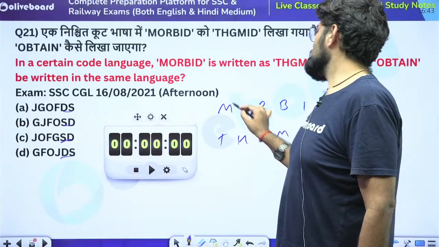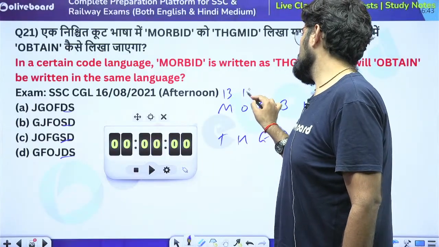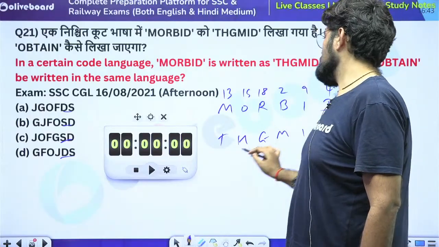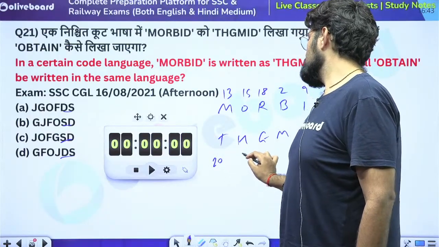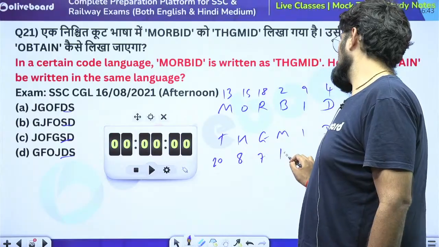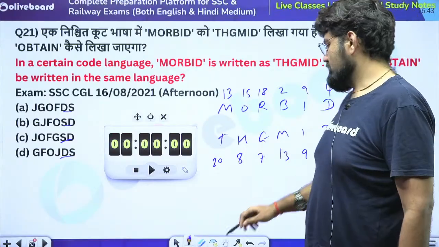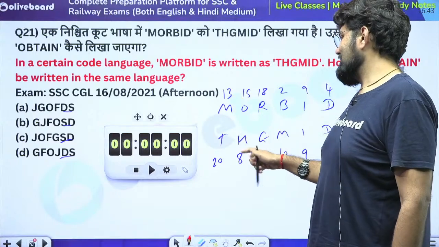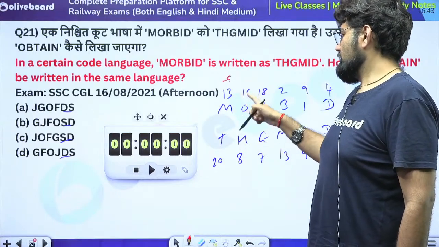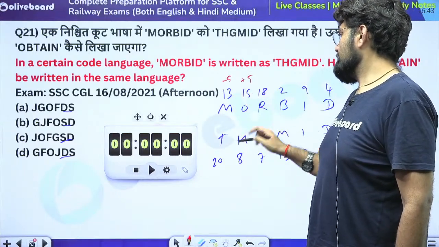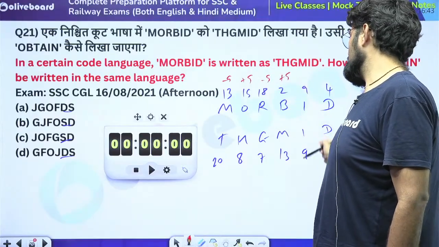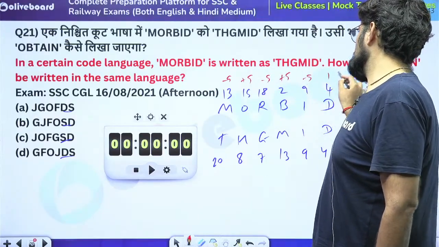And just write their place values. So this is 13, this is 15, 18, 2, 9, 4. Classic. Still works. Now you observe. 13 and 8, I can see minus 5. 15 and 20, plus 5. 18 and 13, minus 5. 2 and 7, plus 5. 9 and 4, minus 5. 4 and 9, plus 5.